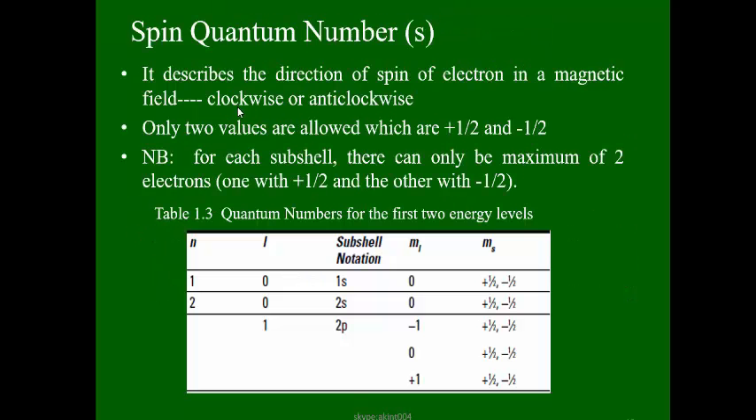Spin quantum number. Spin is just spin, something like rotation. It is not actually rotation. It is spinning. I don't know how to describe it. It describes the direction of spin of an electron in a magnetic field. It is either clockwise or anticlockwise. Clockwise is positive, anticlockwise is negative. So only 2 values are allowed, which are minus half or plus half.